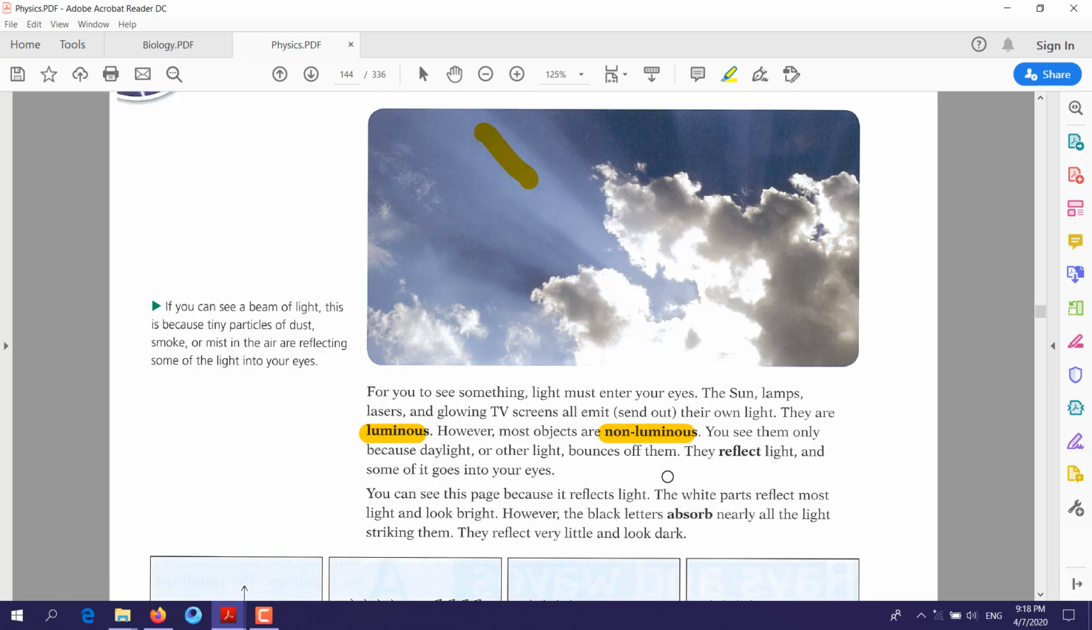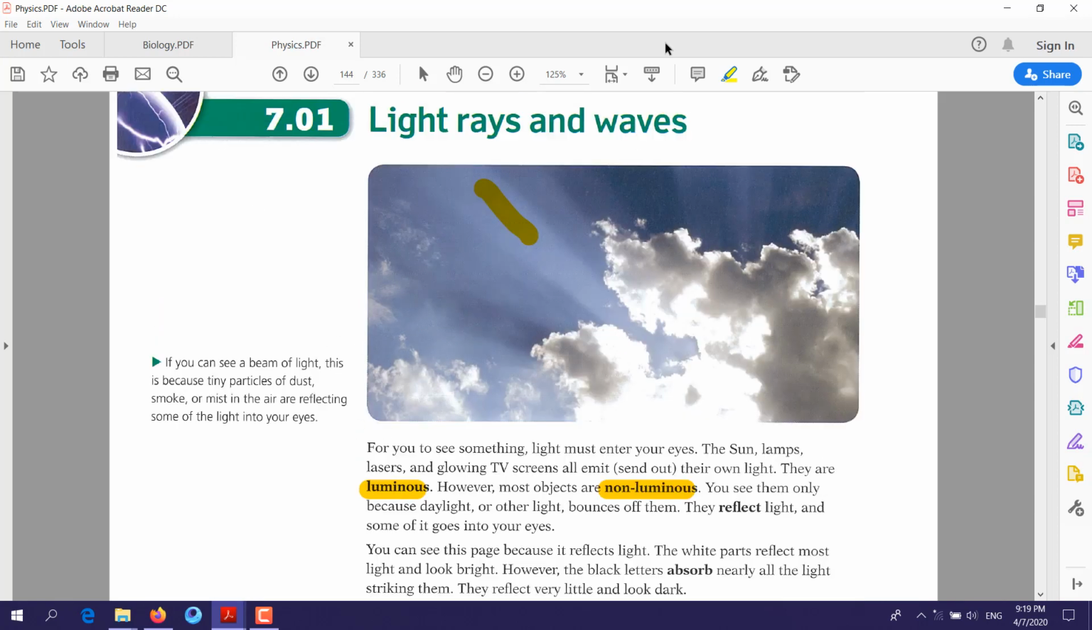For example, let's take the sun and moon as examples. As we know, the sun gives light. So the sun is an example of a luminous object. While the moon looks bright, but in fact the moon is just reflecting the light that comes from the sun. So the moon here is an example of a non-luminous object.